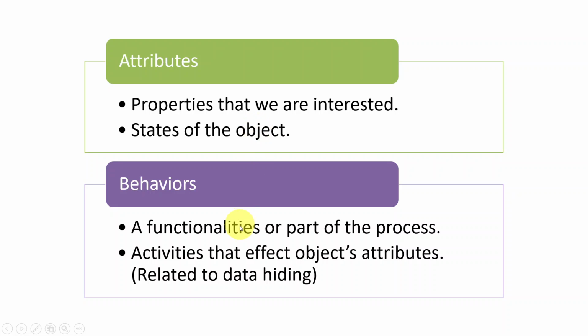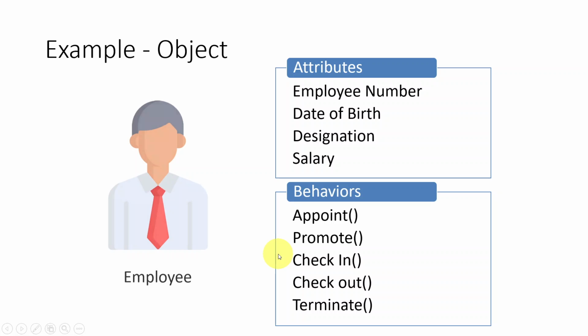And secondly, we are interested in behaviors of the object. Behaviors are either functionalities or part of the process, or any activities that change the attributes of a particular object. So if a particular activity changes the attributes of an object, that is a candidate for a behavior.